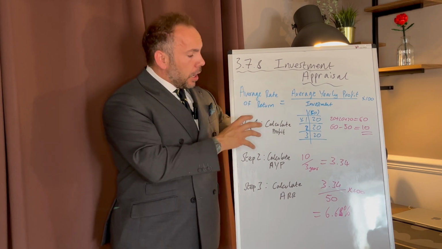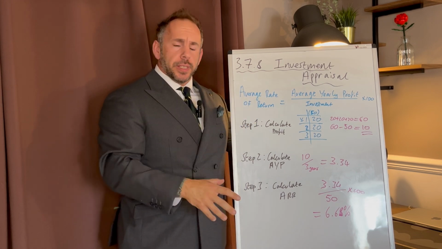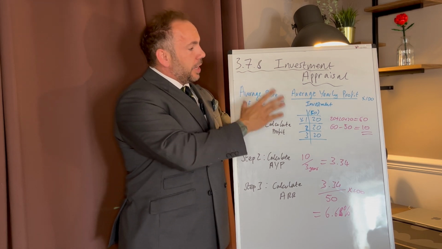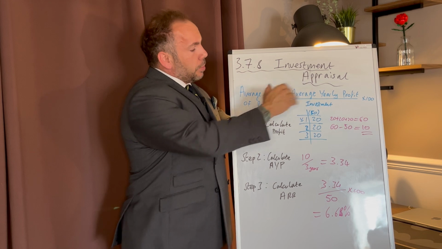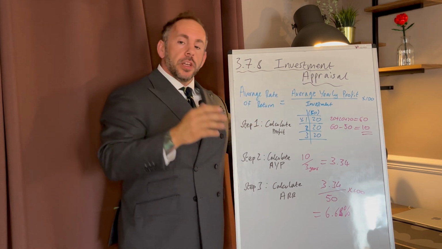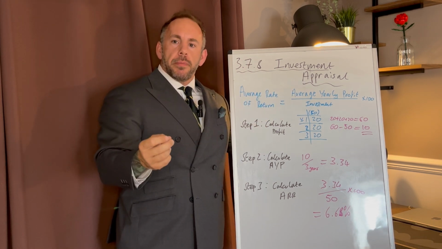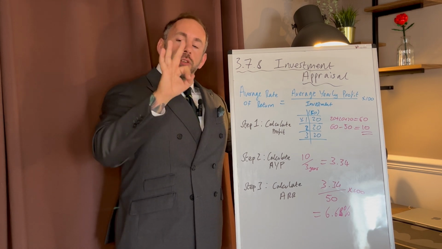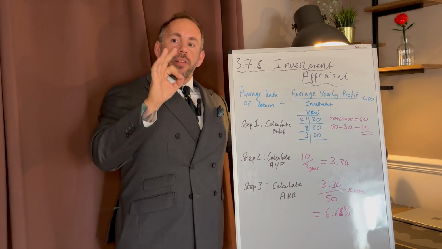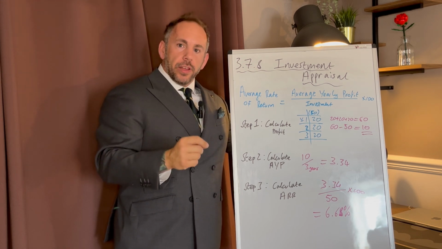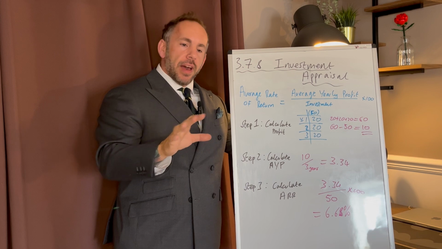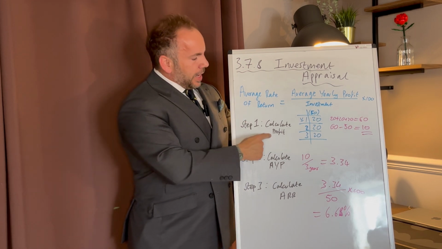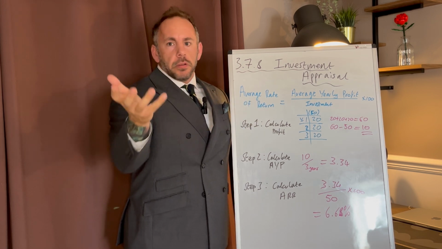So I like to treat this as a 3-step process. The formula's here in blue: the average rate of return is the average yearly profit divided by the investment, times by 100. It's important you remember that, but unless you know the steps to get there, it's not really going to help you. So this is a 3-step process, and I want you to remember that so that when you're doing it, you ask yourself, have I done all 3 steps? If you haven't, just know Mr. Giles is not happy. So first of all, we have to calculate the profit of our investment.